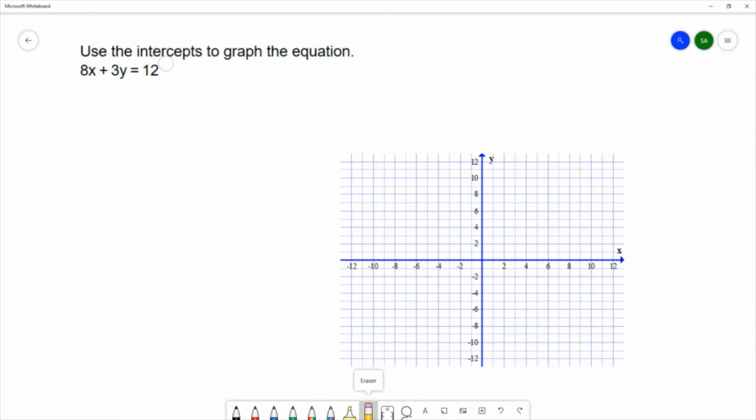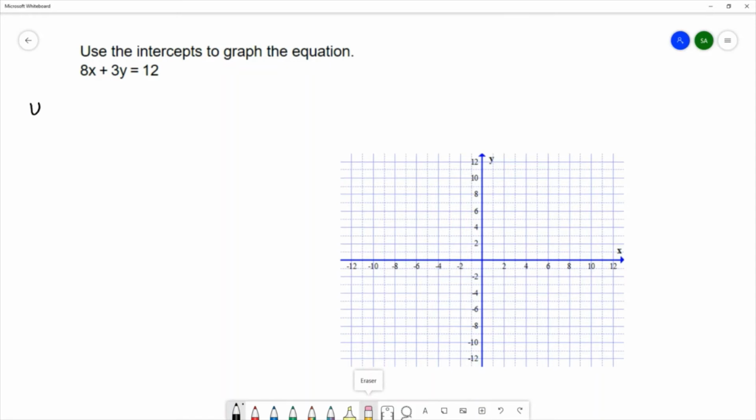Use the intercepts to graph the equation 8x plus 3y equals 12. This is a linear equation because both x and y are raised to the first power, and we only need 2 points to graph a line. We're told in the instructions to use the intercepts to graph this line, so we're going to find both the x and y intercept.